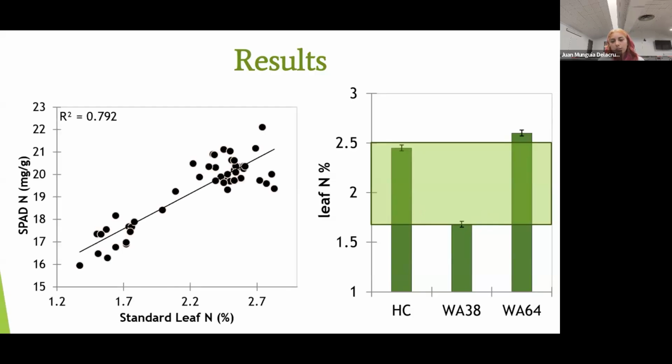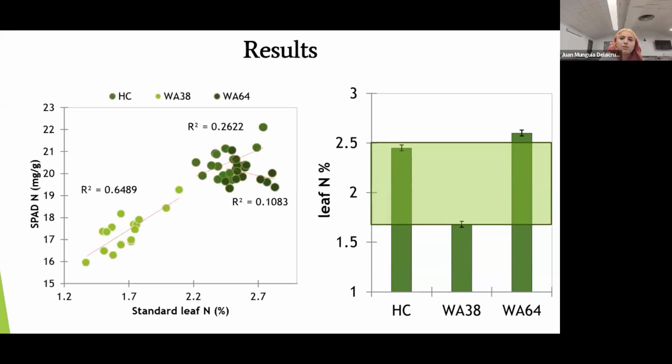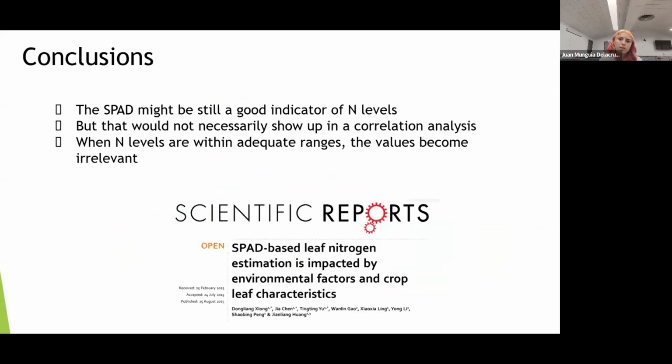Now on the left side of the slide, we have a linear correlation between SPAD nitrogen and leaf nitrogen concentration with an R-square value of 79%. As we can see, a wider range of nitrogen levels helped in better understanding the relationship between the two methods. To clarify, if we were to look at each cultivar individually, we would not find a strong correlation in Honeycrisp and Wa 64, which are the darker green dots. However, in the Wa 38 cultivar, we do see a linear response due to trees being deficient in nitrogen.